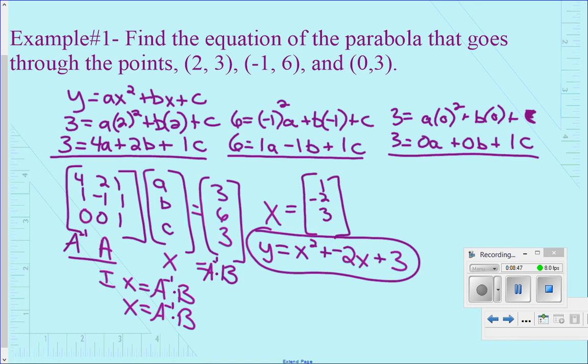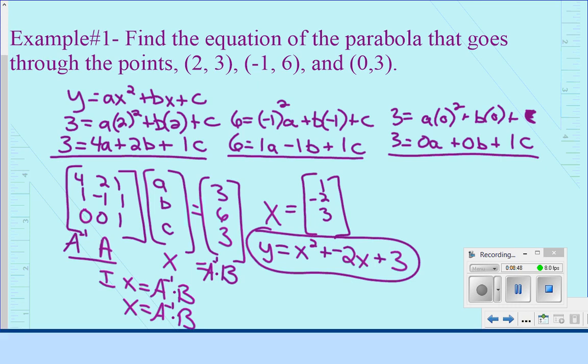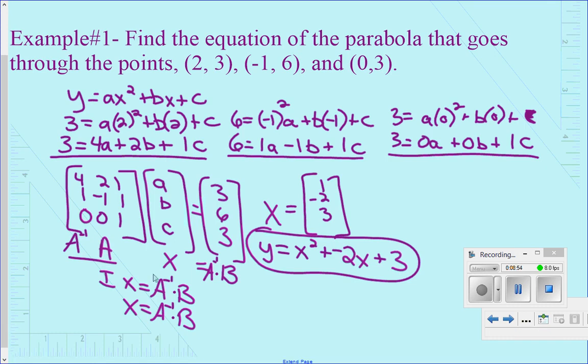Now, one note, when you're substituting in, remember you're substituting in for A, B, and C, not X's. So when you substitute in here, be careful. It's negative 2x. It's not negative 2b. That's a common mistake I see, you're kind of forgetting what you're substituting in for. Just be careful. You're substituting in for A, B, and C.